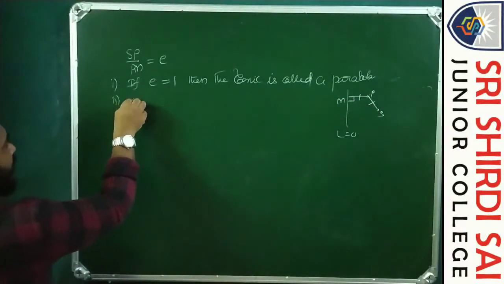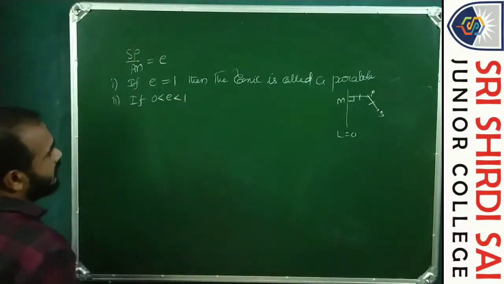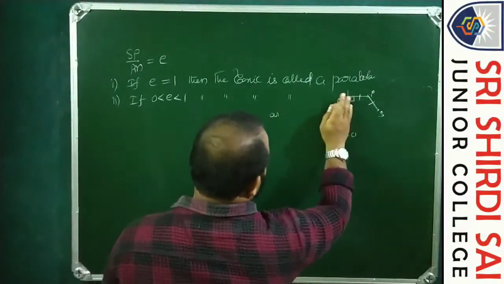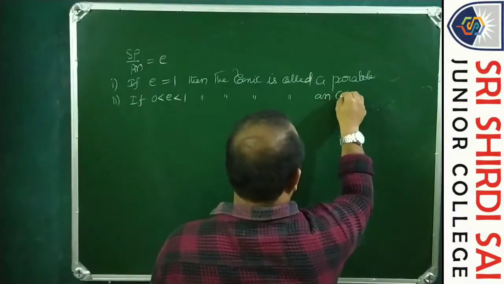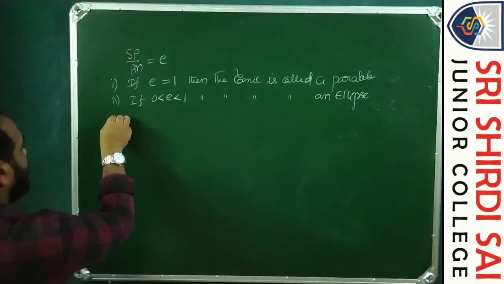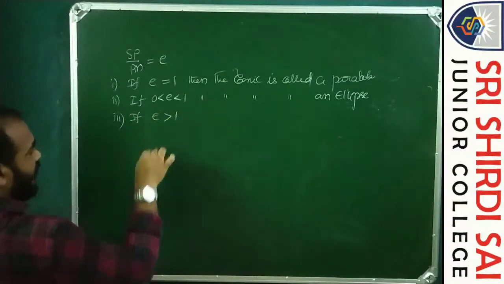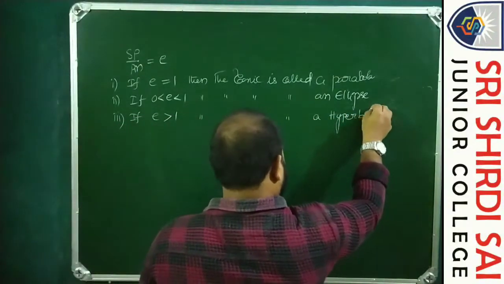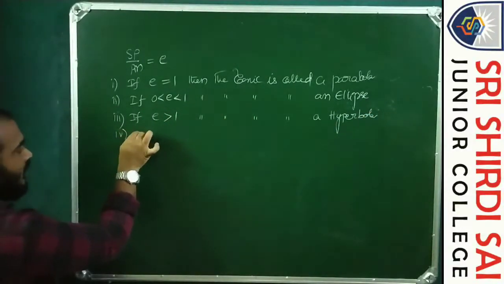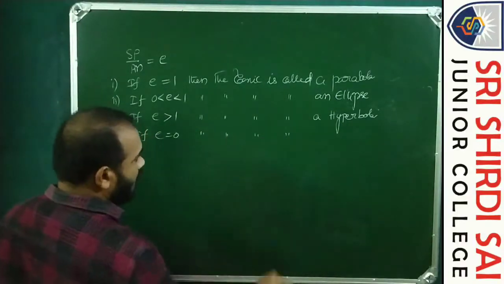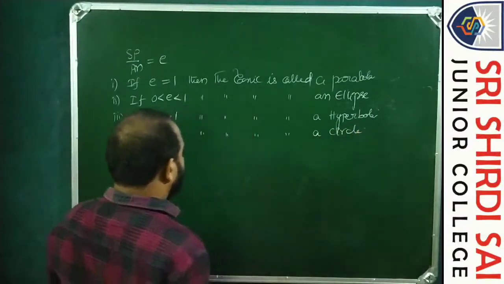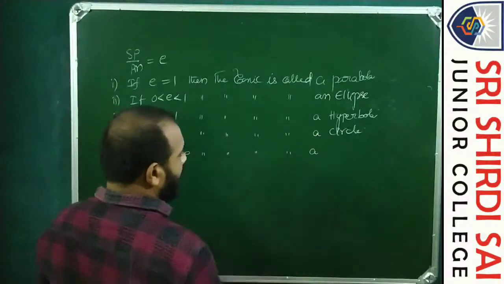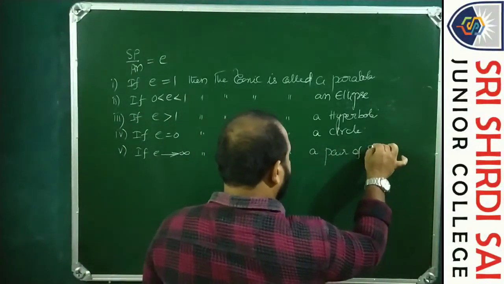And if the E value lies in between 0 and 1, then the conic is called an ellipse. If E is greater than 1, then the conic is called a hyperbola. If E is equal to 0, then the conic is called a circle. Similarly, if E is tending to infinity, then the conic is called a pair of straight lines.